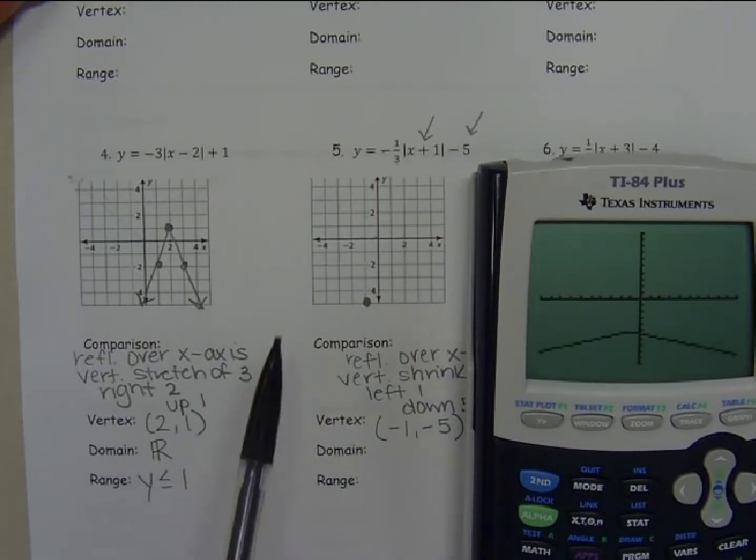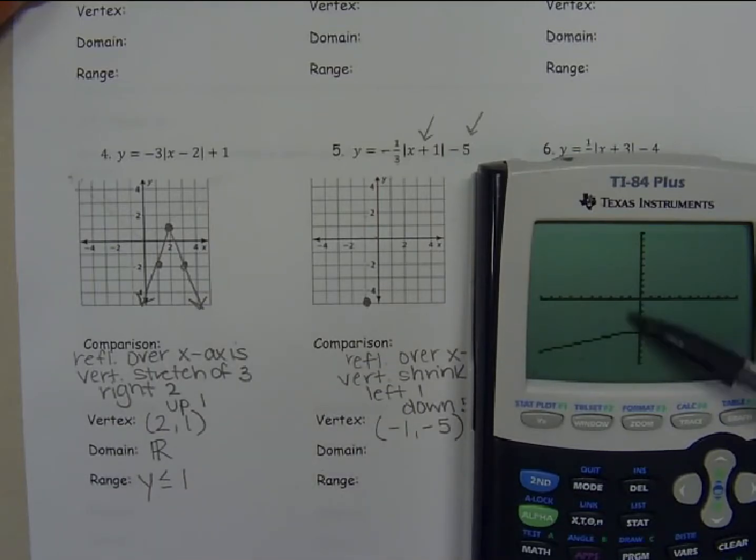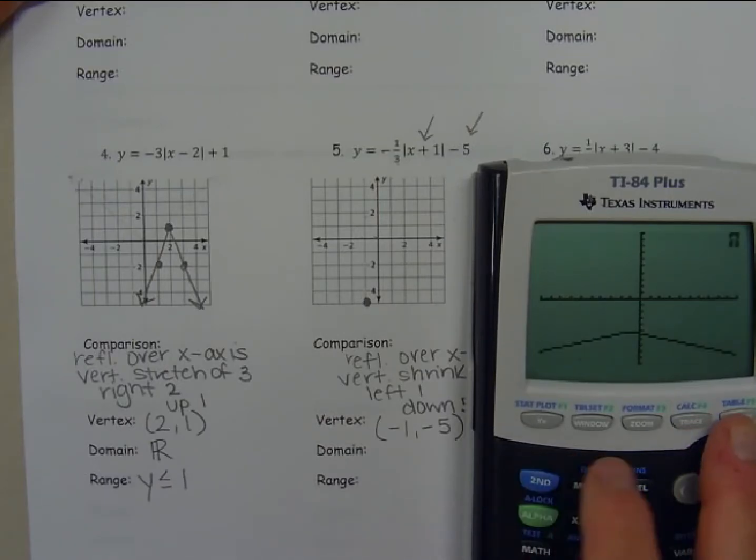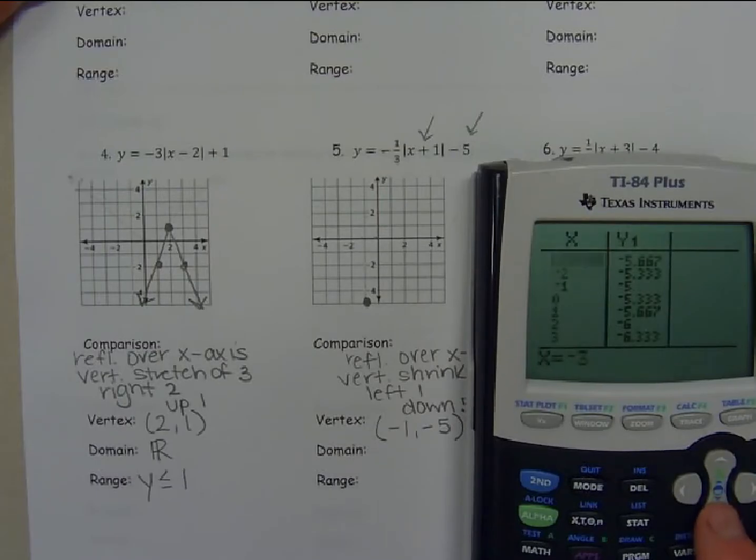And you will notice that even though it looks a little different, their vertex is -1, -5 as well. And if you notice, the shrink has made it much wider. So now if I go to my table and I find that vertex -1, -5, I need to graph a point above it or below it.